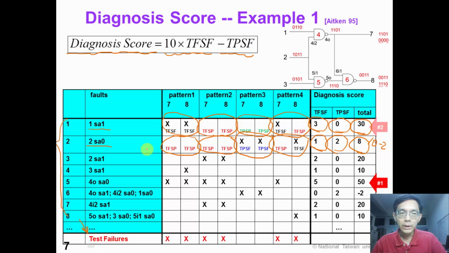We can do this calculation for all the other faults in the dictionary. Eventually, we will pick the one with the highest score, which is 40 stuck at 0 here, to be the most likely fault in this diagnosis, and the one with diagnosis score 30 is ranked number 2 in the diagnosed fault list.